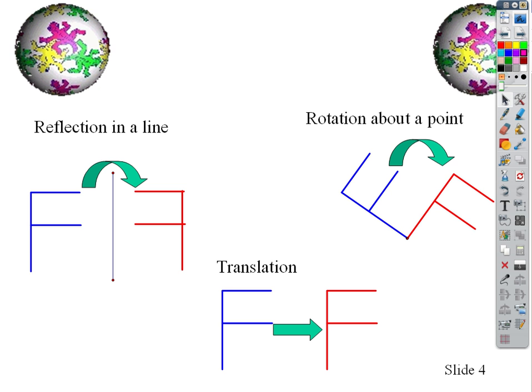Rotation. Now, a good way to think about rotation is imagine that I'm going to draw the blue F, say this is a transparent sheet of plastic that I'm writing on. I draw the blue F on the transparency and I put a tack in the transparency.